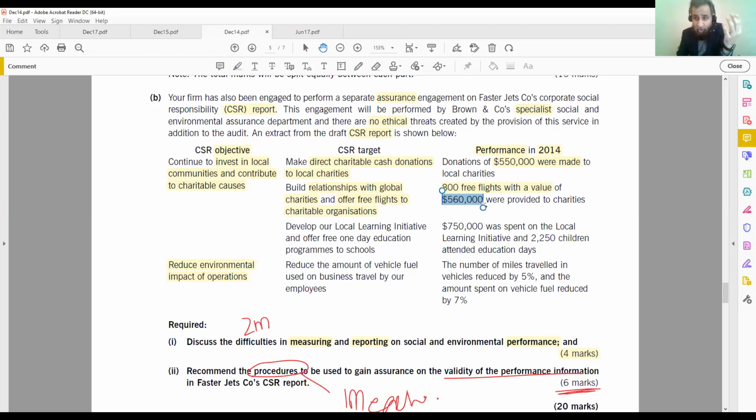So can I review the correspondence with charity? Is everyone getting my point? Can I review the correspondence with charity to confirm 800 flights were given? Can I review the ticket records for free flights? Can I also confirm the ticket price per route? What is exactly the ticket price per route, right?